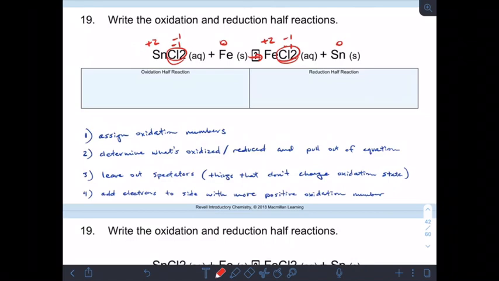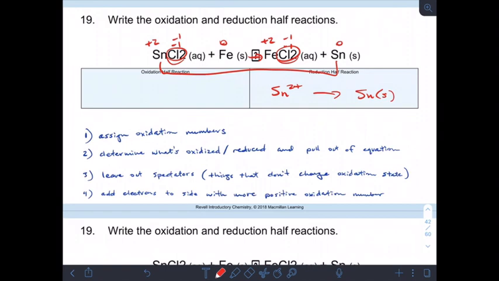Right? But my reduction, so my tin has gone from a +2 to a 0. Right? So I'm going to pull that right out. So this is step 2. We've determined what's oxidized and reduced, and we're going to pull that right out of the equation. So I'm going to pull out that tin 2 plus, which is what it would be without the chlorine, becomes tin solid.